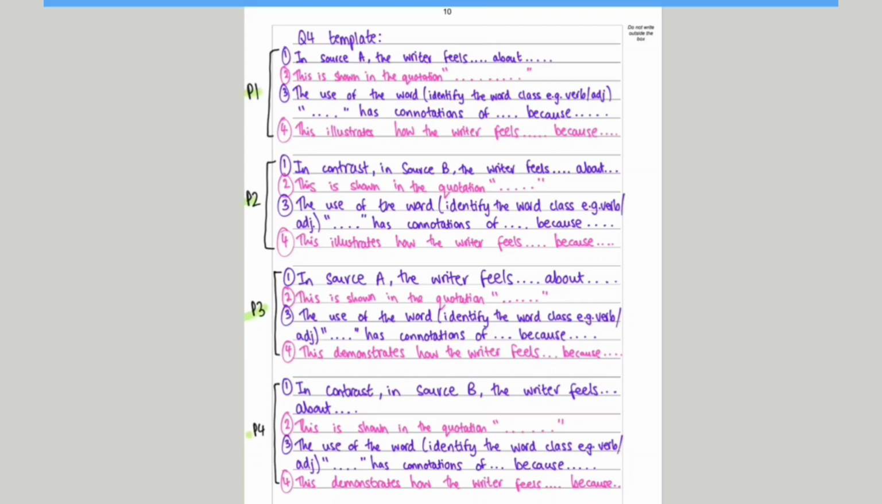So that's how you do the first paragraph, and then for paragraph 2 you'll start off with "In contrast, in Source B, the writer feels ...". Again, you follow the same system to answer Question 4. If you can use this accurately, then for sure you'll ace your exam, especially Question 4.